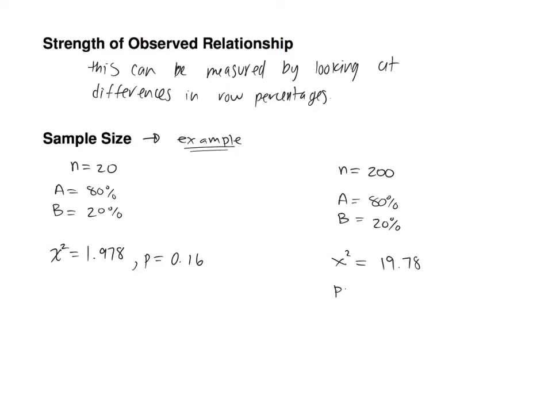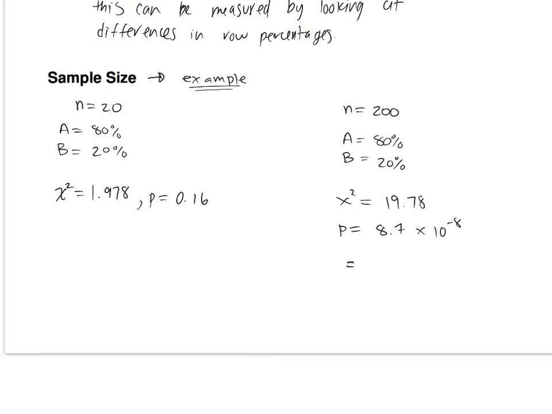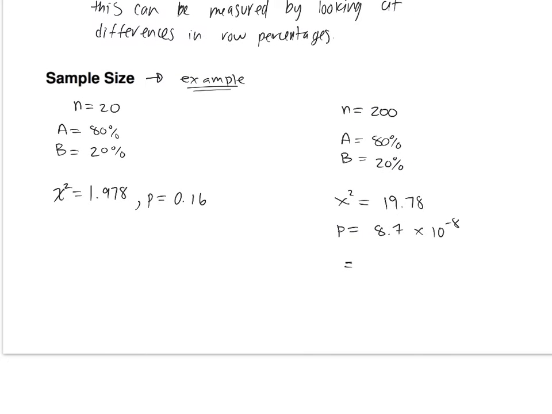19.78, and the p-value is 8.7 times 10 to the negative 8th, and that's actually good scientific notation review. What would that be as a decimal without the whole times 10? How many places does the decimal go backwards? 8 spots, so that's 7 zeros. Yep. After the decimal point, 1, 2, 3, 4, 5, 6, 7, 8, 7. Right? So you see how same proportions, different sample sizes, and the chi-squared changes drastically.